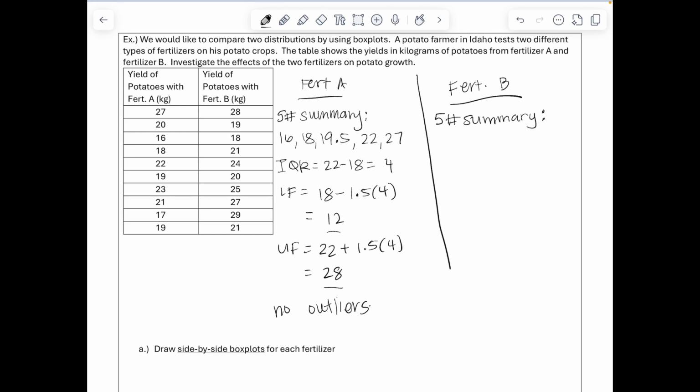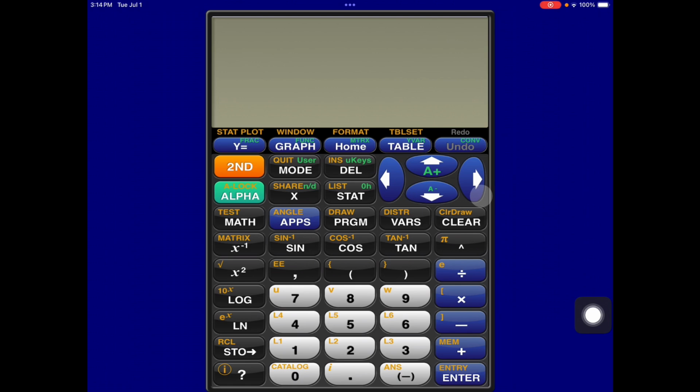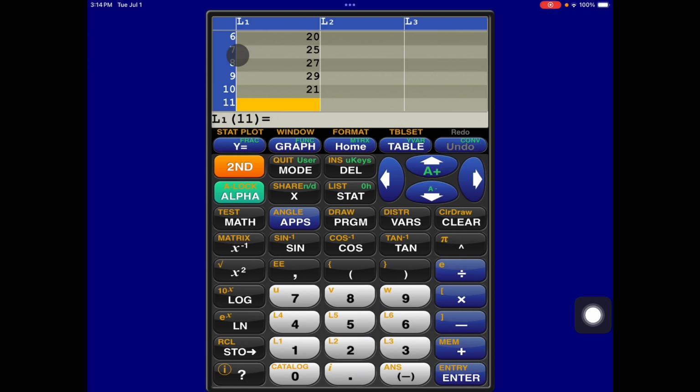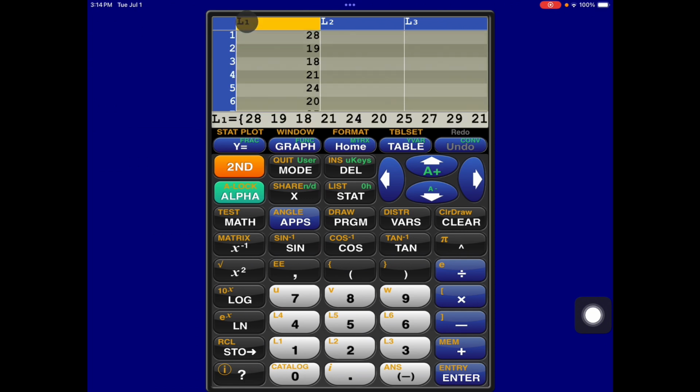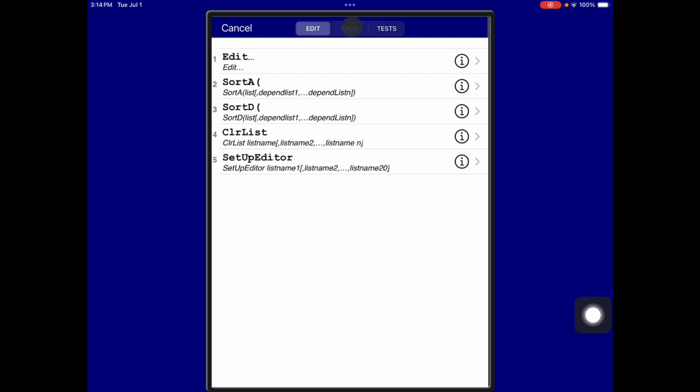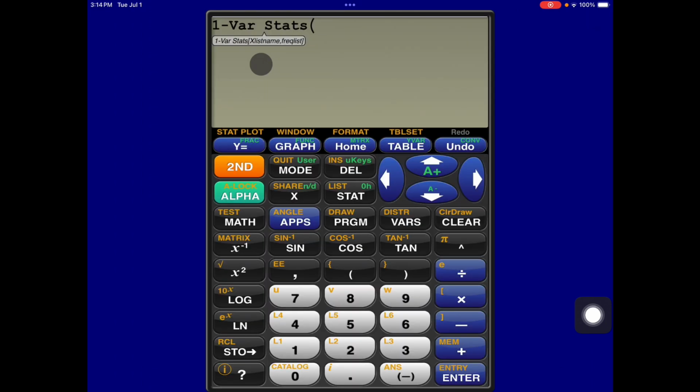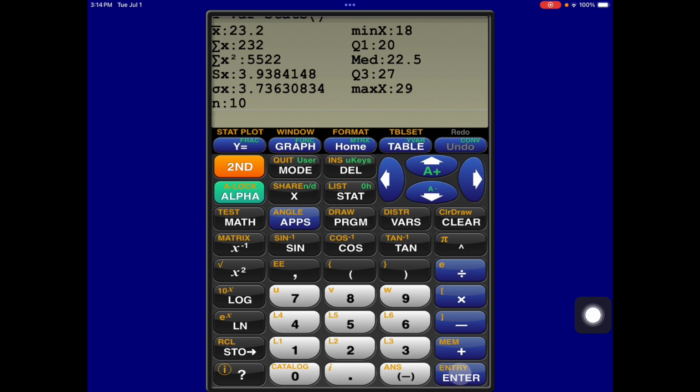We need to do the same exact thing, but this time we need to input all the data for fertilizer B into L1. For fertilizer B, we are going to go to Stat, Edit, and in L1 we need to make sure to type all of the fertilizer B raw data, so only the fertilizer B. Double check those numbers. Then select the Stat button again, scroll right to Calc, go to 1-Var Stats, and select Enter. From here, you'll see your 5-number summary. The min value is 18, Q1 is 20, median is 22.5, Q3 is 27, and your max value is 29.